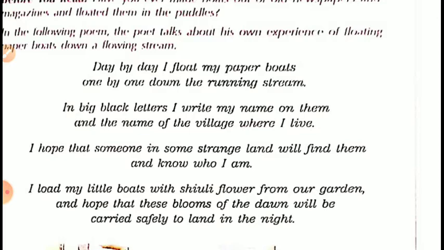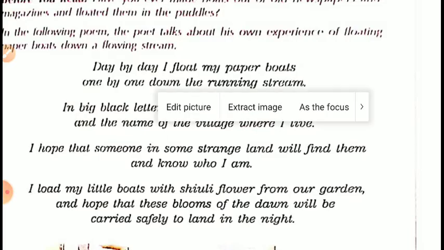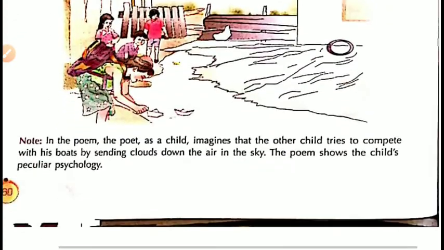He wants to develop a connection, so he writes his name and address and fills his boat with the flowers, so that the person who finds his boats will get those flowers as a gift and will come to know who the child is. And the child also believes that at night also his boats will sail safely carrying those flowers to an unknown person in a distant land.